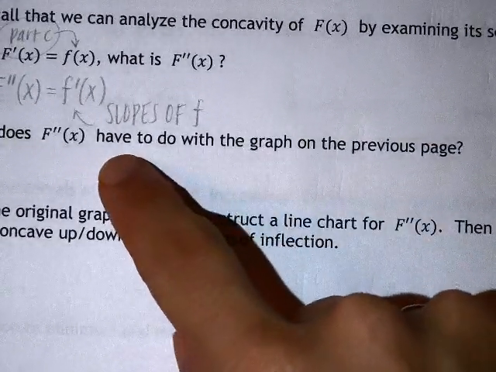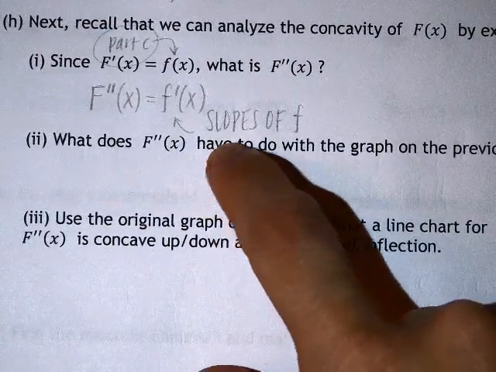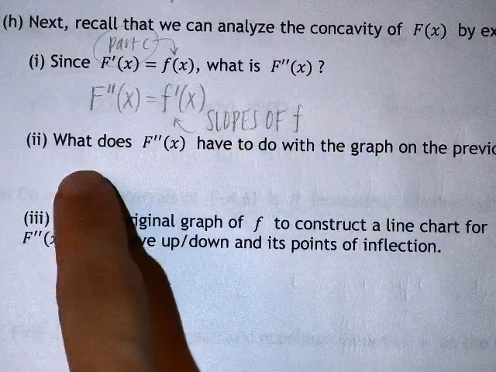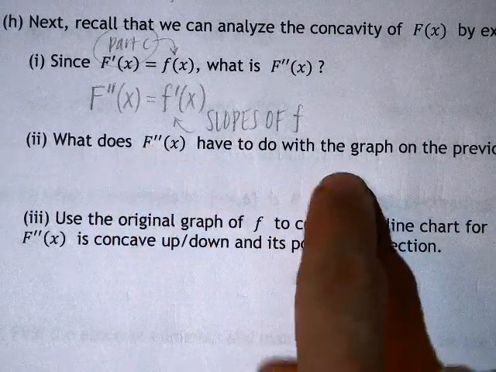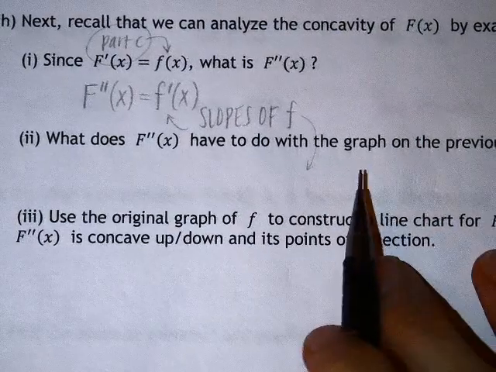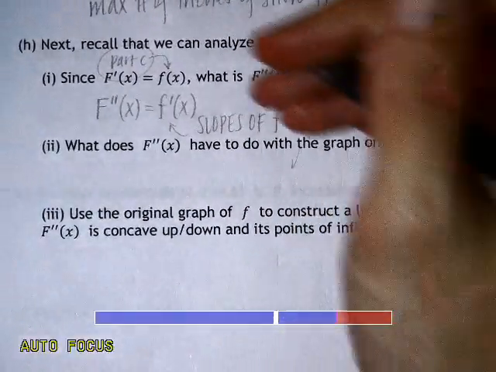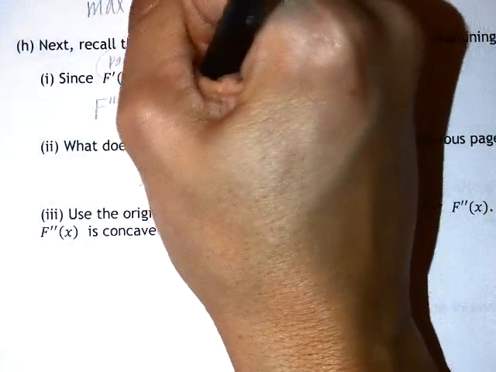In case you're wondering, I'm skipping part 2, but only because I've articulated it in part 1, and you can put it in your own words if you want to. What does big F double prime have to do with the graph? Well, it's the slopes of little f. It's the slopes on the graph that we're looking for.